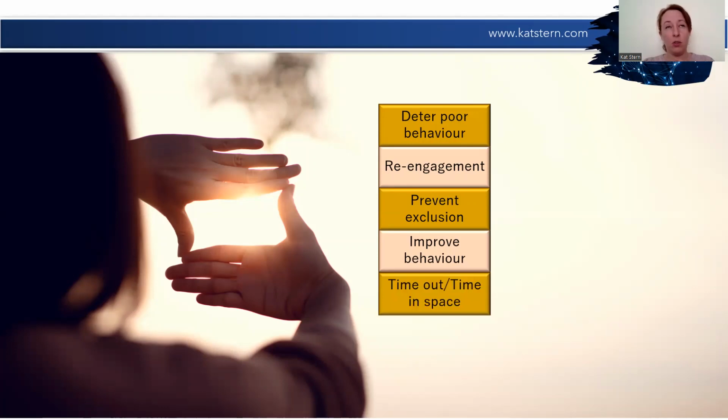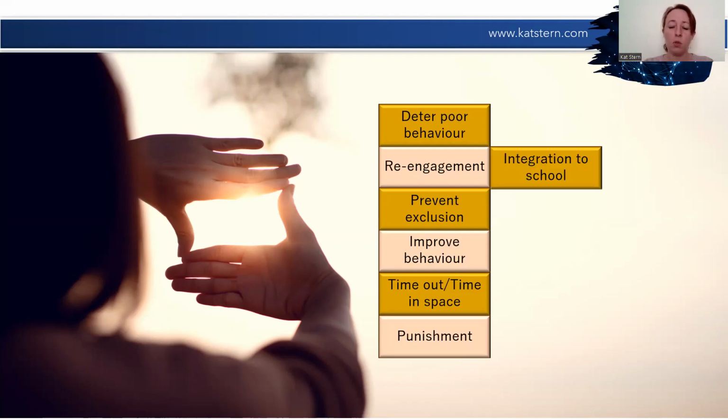Units can be used as a timeout or time-in space, essentially a timeout from mainstream, but in reality it's actually a time in. The difference is that time out is something a student can experience by themselves, whereas time in, which is really what the unit will be, is about spending time in a space with a lot of adults that are there to support. Punishment: units can be used as a straight out punishment for a severe incident.